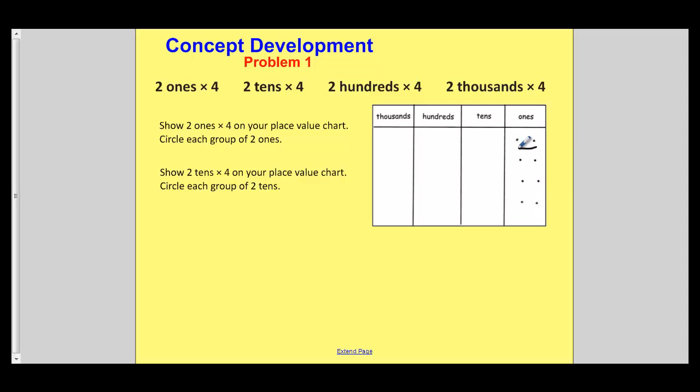Then we're going to circle our groups of 2. So here's 1 time, 2 times, 4 times. Okay, I want you to do the exact same thing, but this time I want you to show me 2 tens times 4. Here's your 2 tens times 1, 2, 3, 4, and then I want you to come back and circle your groups of 2. So I've got 1, 2, 3, 4 groups. So 2 ones times 4, 2 tens times 4.